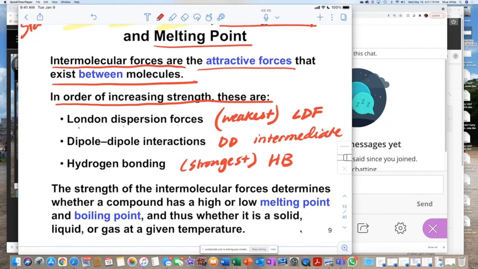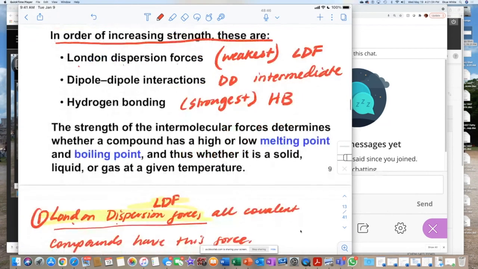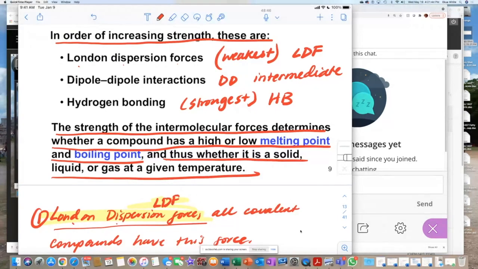Okay, so you want to be aware of that. London dispersion force, dipole, hydrogen bonding. These are incremental. Not only are they incremental, they are also additional or additive. So as I go through, I will itemize and list which forces we're dealing with. We're told the strength of the intermolecular forces determines whether a compound has a high or low melting point, boiling point, and thus whether it's a solid, liquid, or gas. That's why we're learning this.